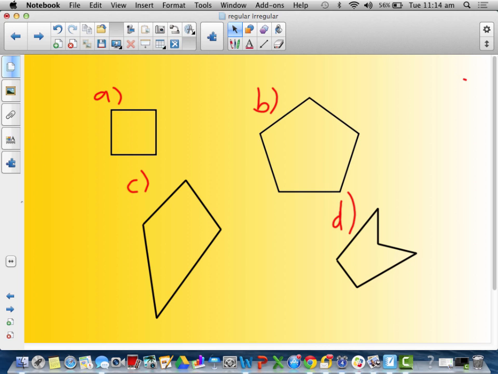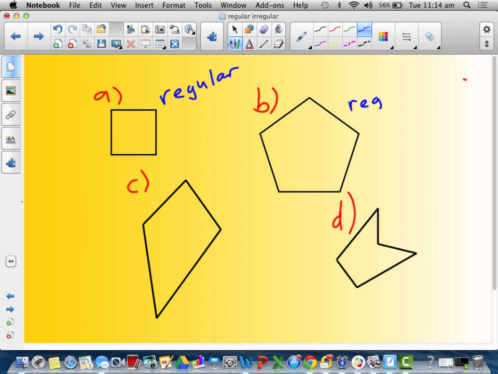Alright, I hope you paused me. If you didn't, make sure you did, because I'm about to give the answers. A is what we would call a regular polygon. Put up your hand if you got that. Good. B is also what we would call a regular polygon. Put up your hand if you got that. Great. C is what we would call an irregular polygon. Put up your hand if you got that. Right, and D is also what you would call an irregular polygon. Put up your hand if you got that. Good.